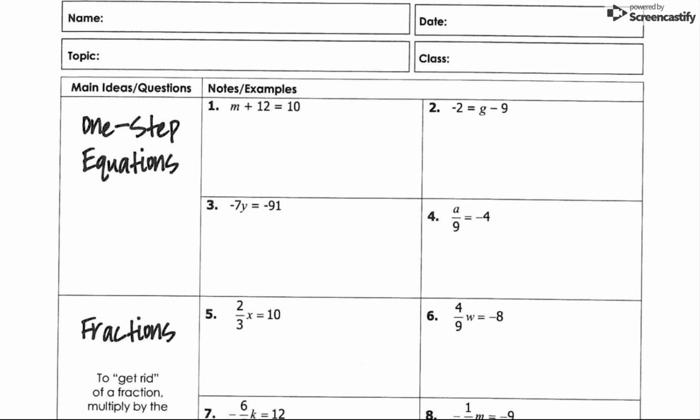So what that means is if you're adding, to move it over, you want to subtract. If it's subtraction, you want to add. And then the same thing with multiplication and division. Do the other one to get rid of it.